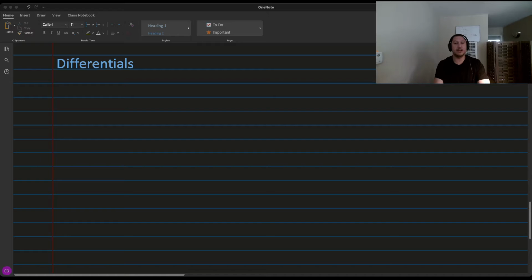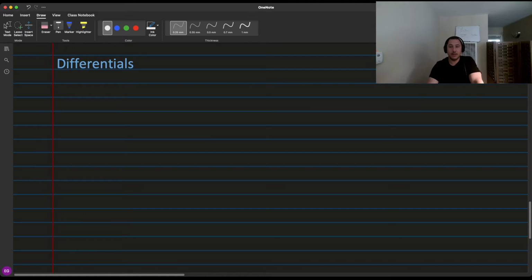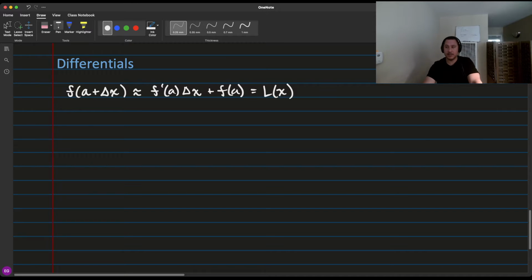Okay, so this brings us now to the topic of differentials. We just learned that f of a plus delta x is approximately equal to f prime of a times delta x plus f of a. This was our linear approximation. We call this the linear approximation at x, or the linear approximation of a plus delta x. That's how you approximate that.